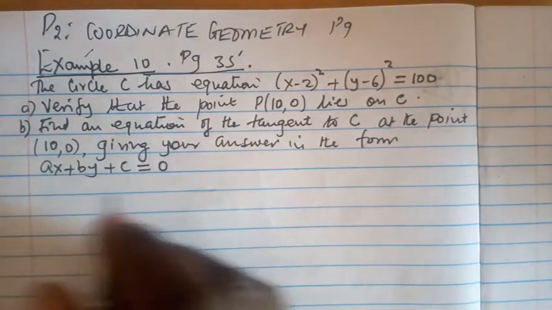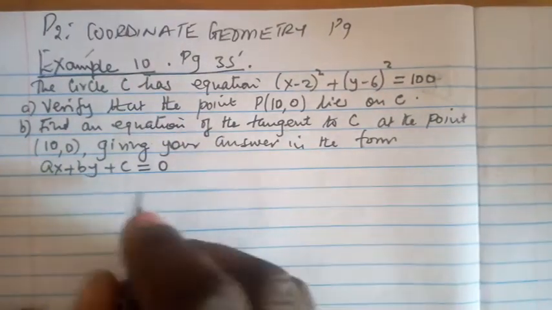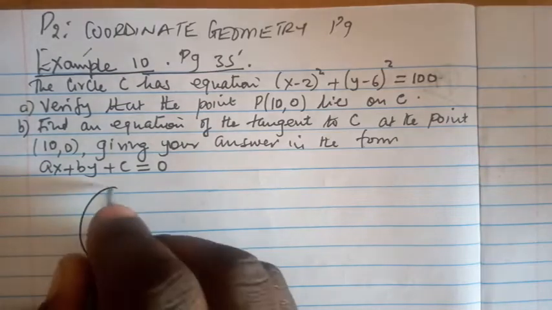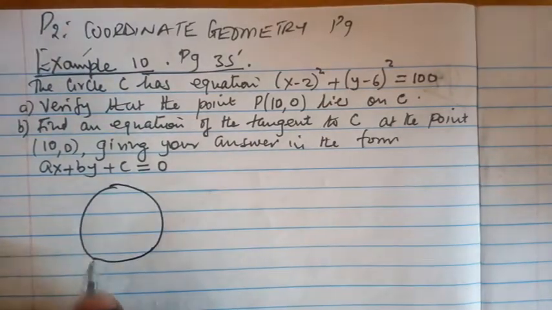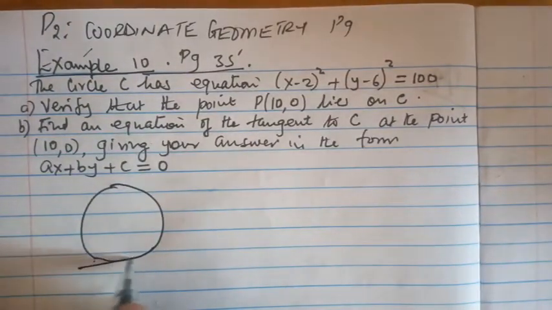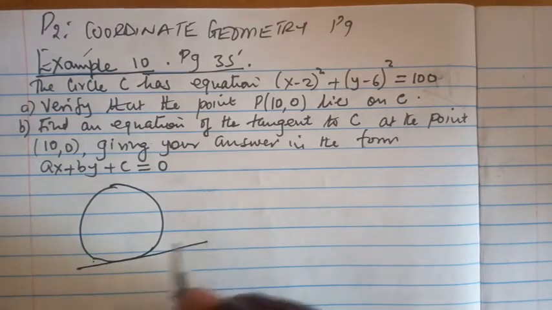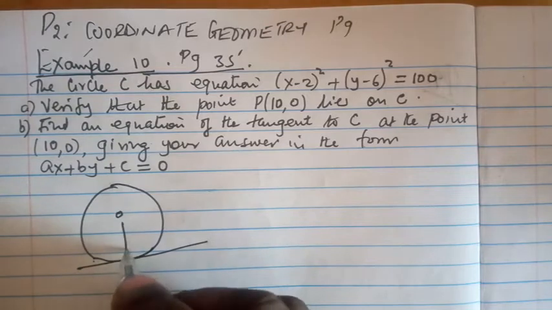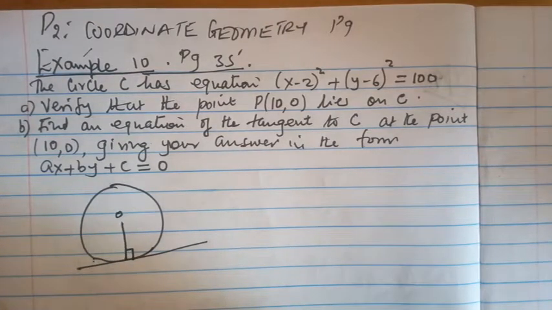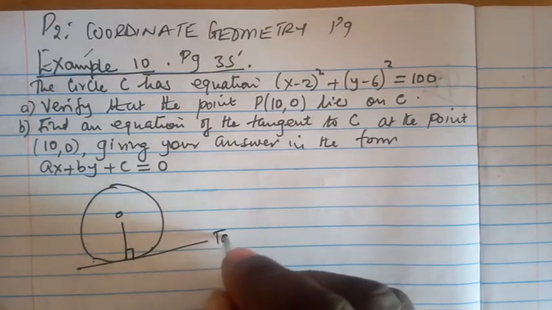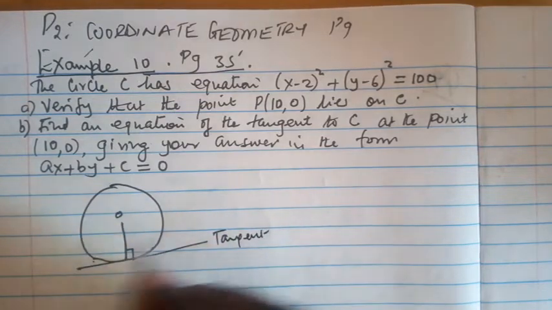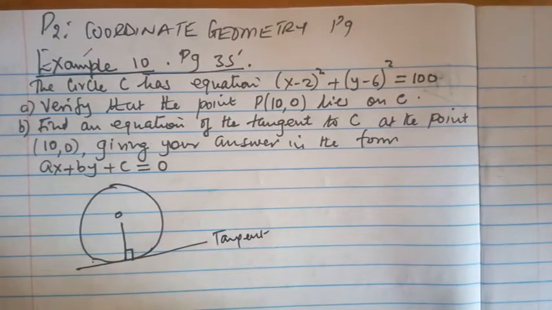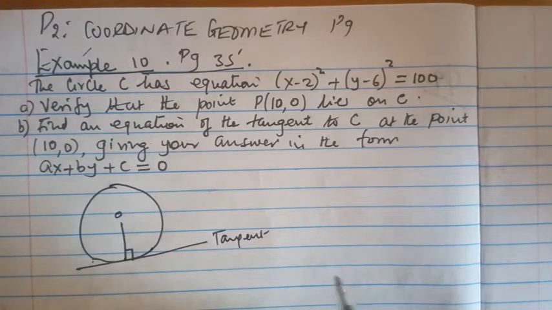If we happen to have a circle, and there is a tangent to the circle, the radius of the circle coming from the center O meets the tangent at a right angle. This is the tangent and this is the center of the circle. A tangent to a circle is perpendicular to the radius of the circle at the point of intersection.